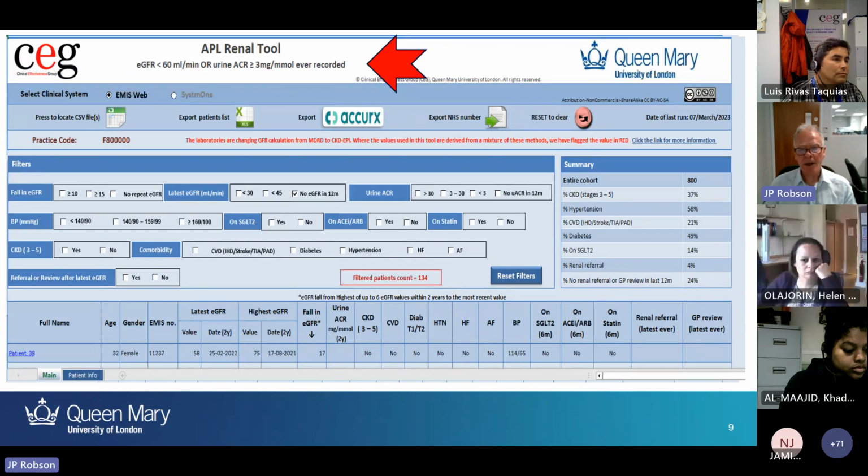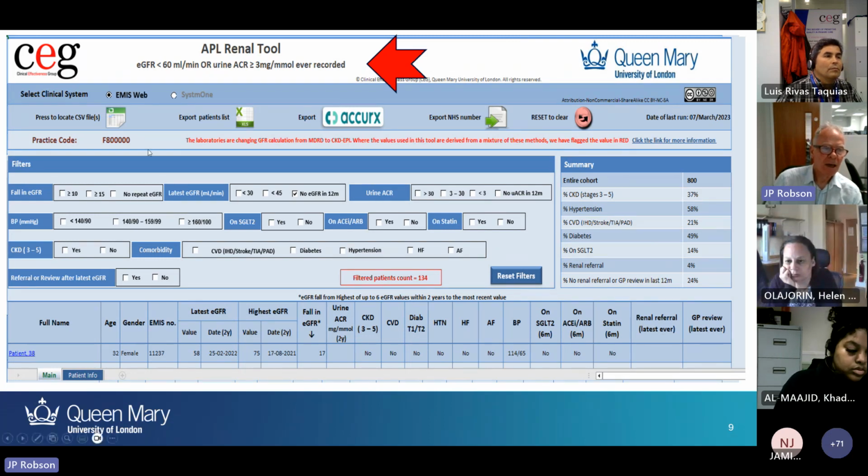So this is a picture of the front page of the tool. And at the top, it says the people who are selected for this tool are anybody who ever had an EGFR of less than 60 when they've been adults, or a urine ACR of 3 or more. And so, as I say, it'll pick up some people who don't in fact have CKD. They just happen to have these things for whatever reason added once in their record, and that happens not infrequently. So you will find that those people can be screened out.